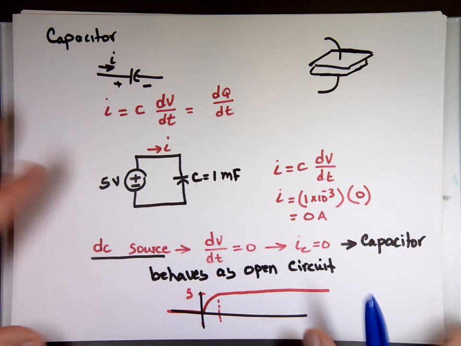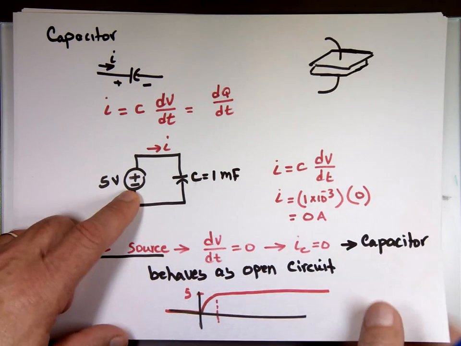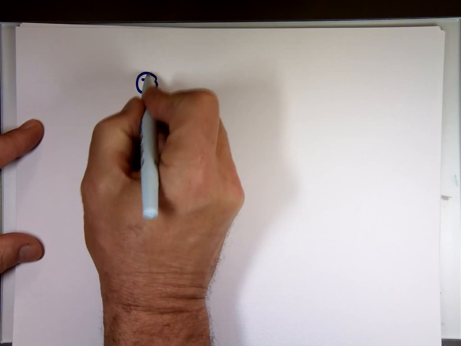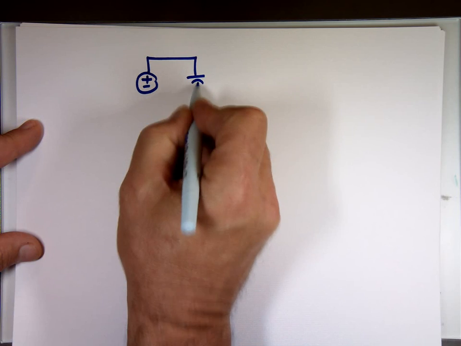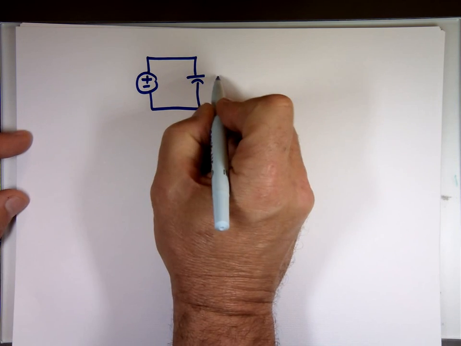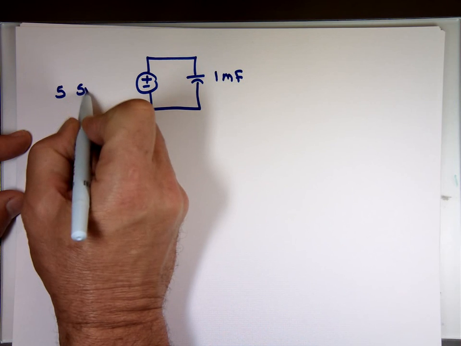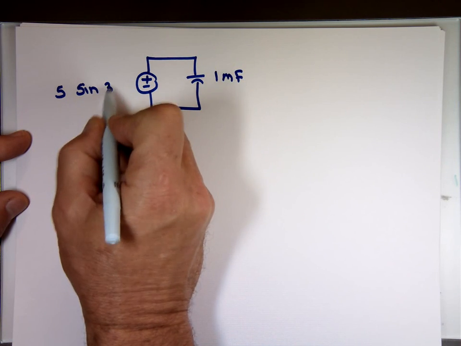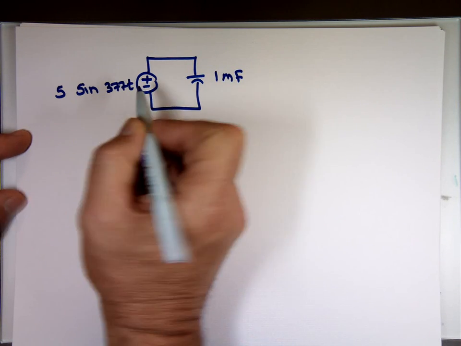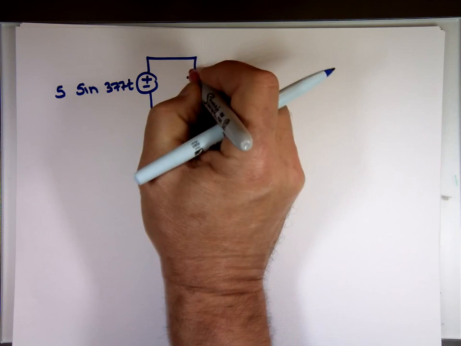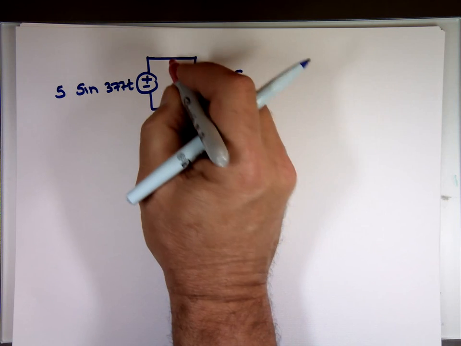What happens if you have an AC source here? Same problem, but instead of 5 now, you put again 1 millifarad here, and you put 5 sine 377t. What's the voltage here? Or, well, let's find the current first.